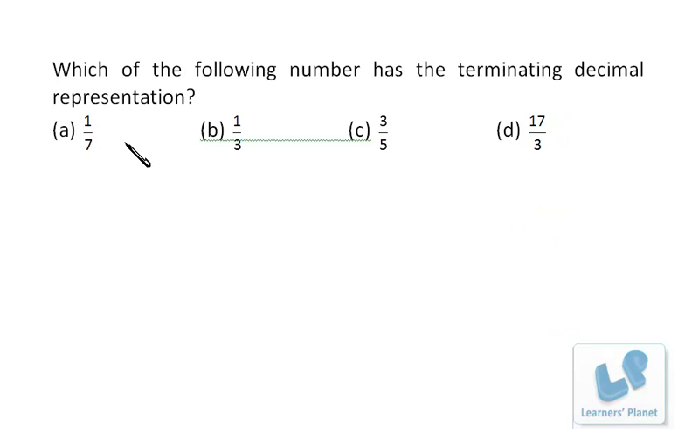Now in this question, which of the following numbers has the terminating decimal representation? So friends, for terminating decimal representation, the denominator should have only 2's and 5's, right? So here in this case we don't have 2 and 5, that means we have a number other than 2 and 5, so it's not a terminating decimal. Only this number will have a terminating decimal, that's 0.6, right? Because if we prime factorize the denominator, it should contain only 2 and 5 if it has to be a terminating decimal.